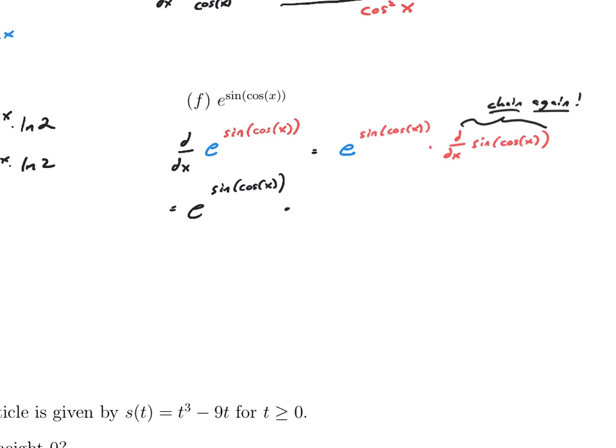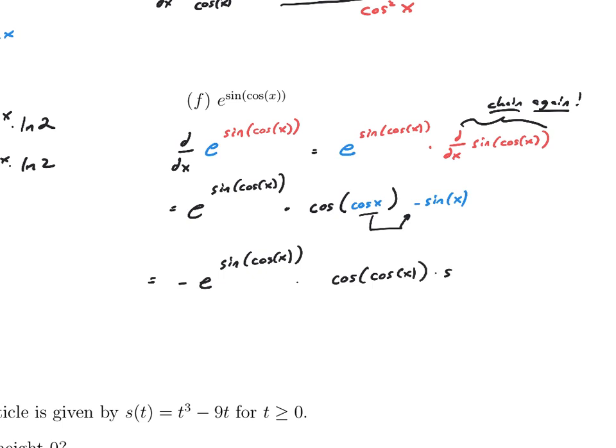So that's going to be the first one, the derivative of cosine is, or sorry, I gave the answer. The derivative of sine is cosine. And on the inside I have cosine of x. And then I have to take the derivative of the inside one more time, and I get negative sine of x. So my answer for this is negative e to the sine of cosine of x times cosine of x times sine of x.